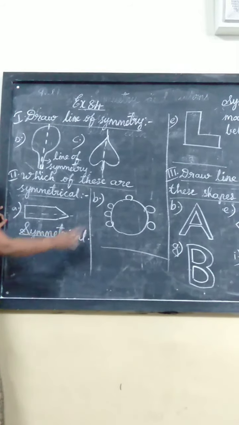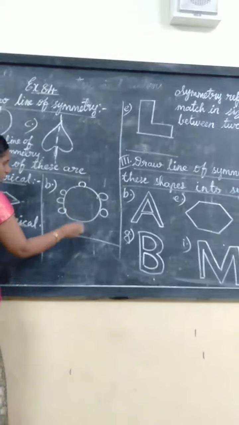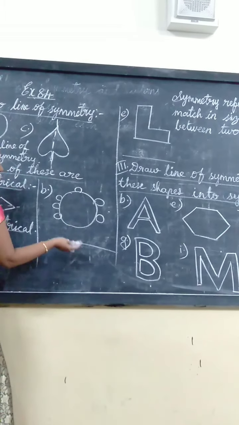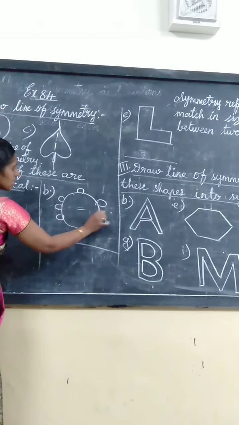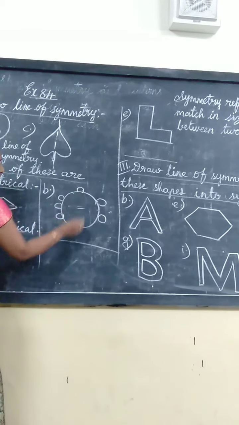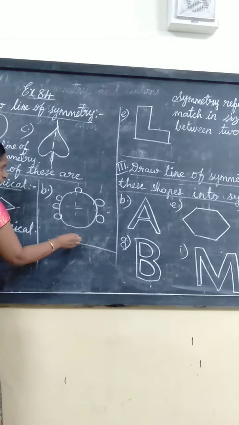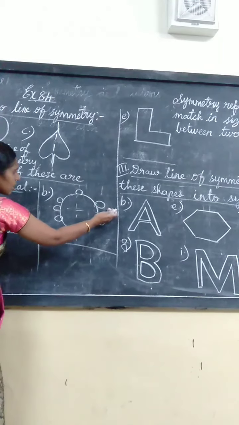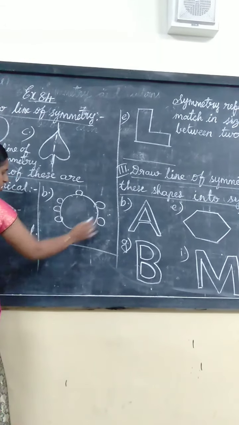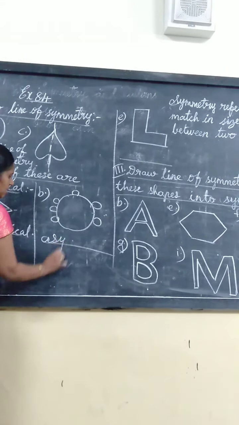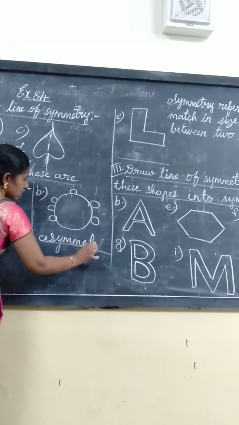symmetrical. See the B sum. If you divide the shape this type, it doesn't match. Okay, if you separate like this, here you have one circle, but here you don't have. If you separate like this also, here you have 3 circles, here you have only 2. So it doesn't match each other. So it is said to be asymmetrical.